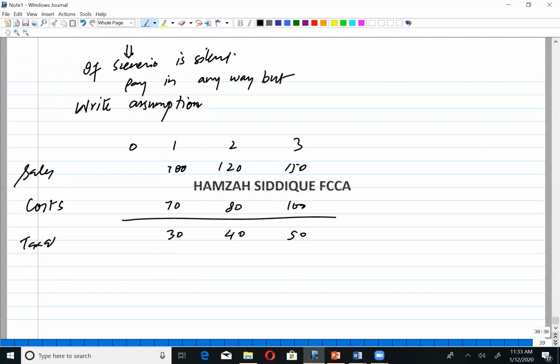Taxable cash flows. For example, tax payable 30% in arrears. Same year is very easy. Now for year 1, 30% will be here, 30% is 9. For year 2, it will be here, 12. For year 4, we will add 15. This is how it has to be calculated.